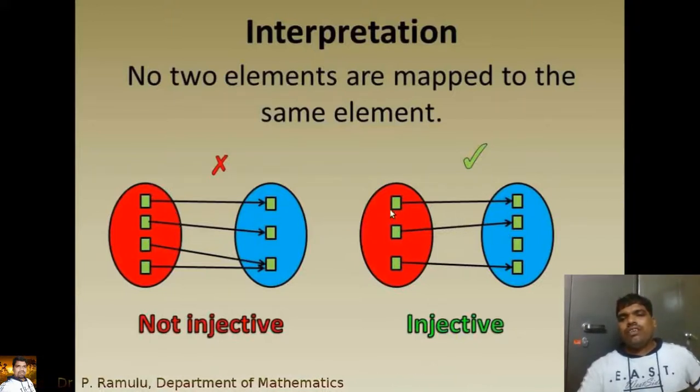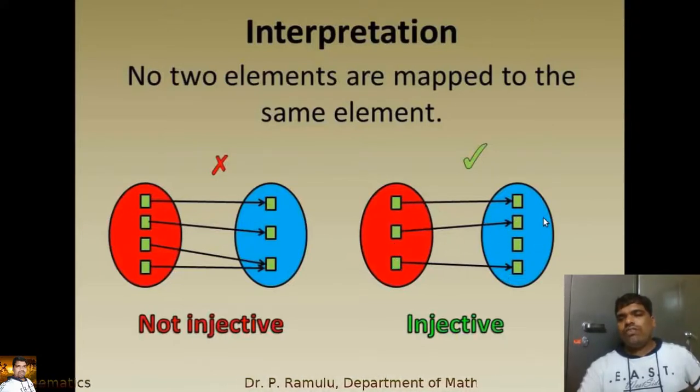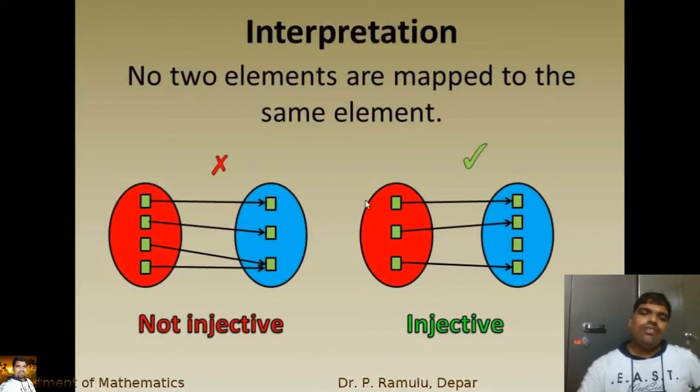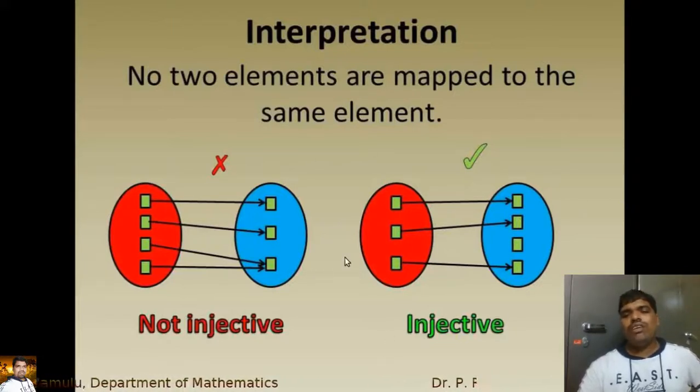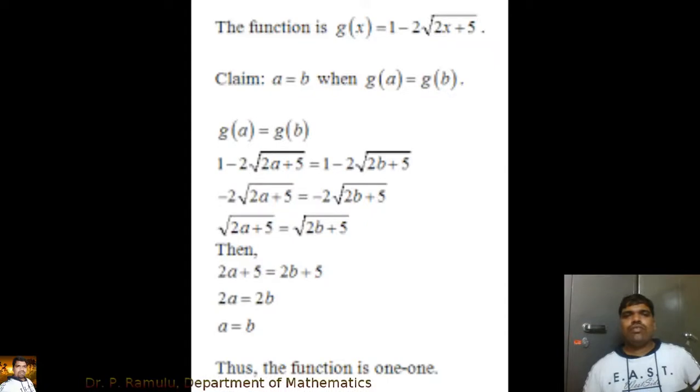If I take here, distinct elements have distinct images. If I take these two, distinct images. If I take these two, distinct images. So therefore, it is an injective function, or you can say a one-to-one function.